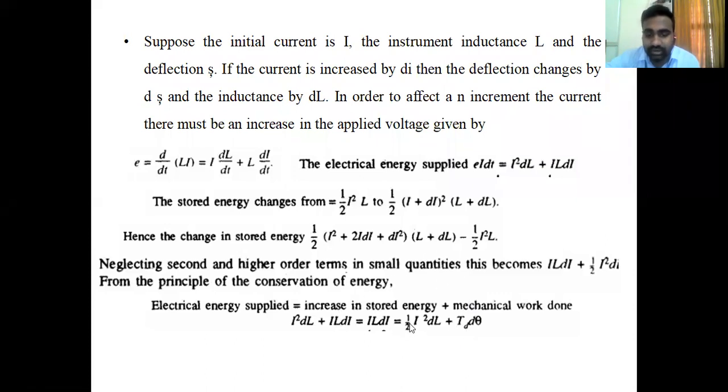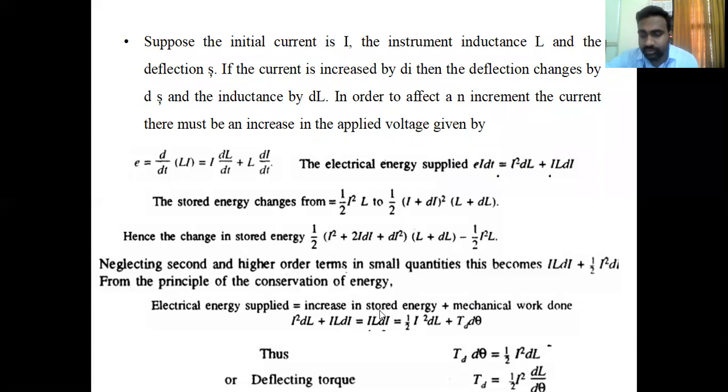If we analyze that into a total expression, what will be the deflection torque? T suffix d into d theta is equal to half I square into dL. So the expression of T suffix d is half I square into dL divided by d theta. This is one of the important expressions. In any competitive exam, if we have to find the deflection torque for an MI instrument, this is the expression we need. We are analyzing the terms one by one. I hope you are clear, just let me know in the chat.